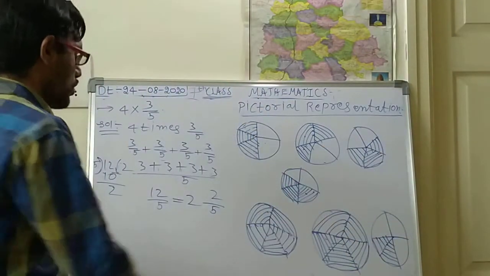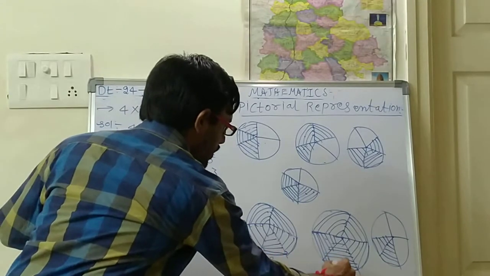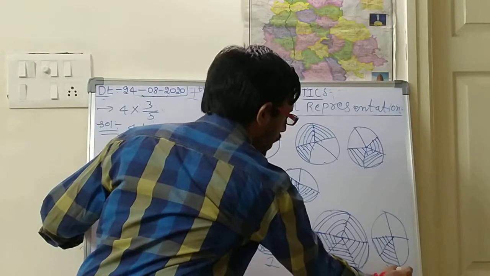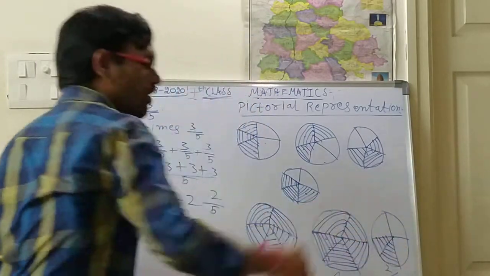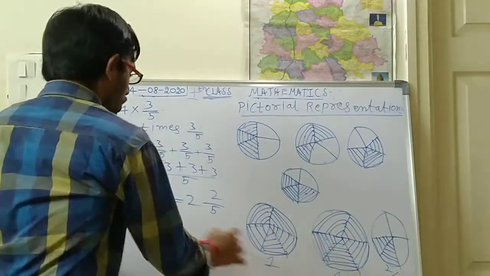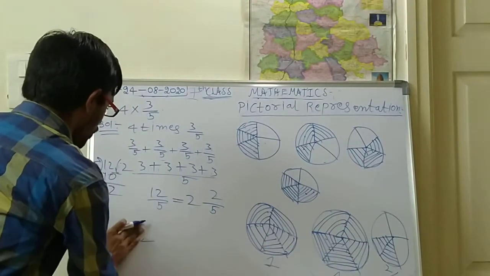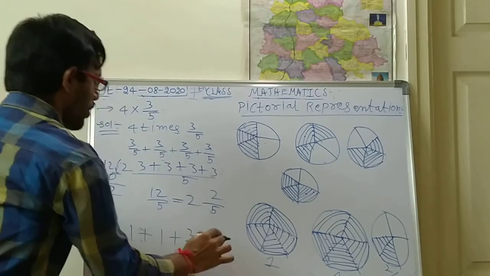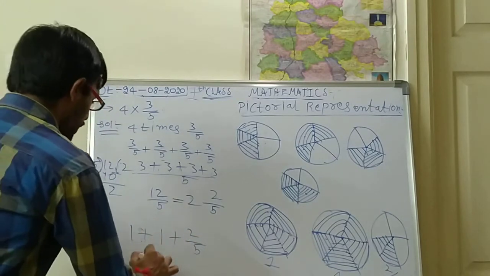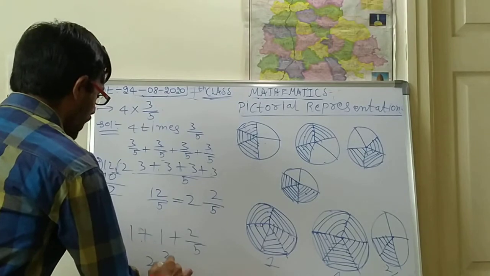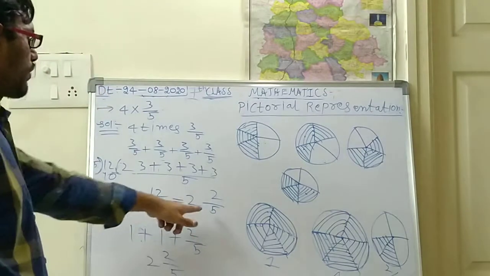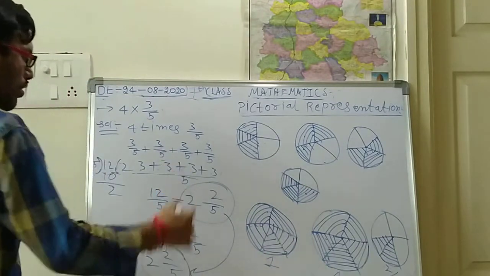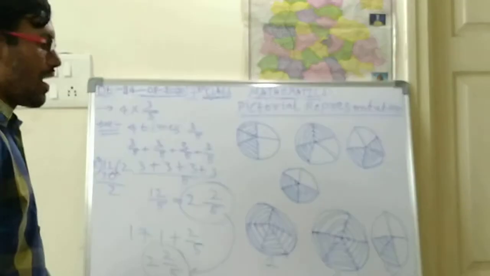Okay, now this is one complete circle, this is another complete circle. And this is 2 by 5. Out of 5 parts, I have shaded only 2 parts. Now 1 plus 1 is 2. So 1 plus 1 plus 2 by 5. 1 plus 1 is 2, and 2 by 5 is the answer. Whatever you got here is matching with here. 2 by 5 is the answer.